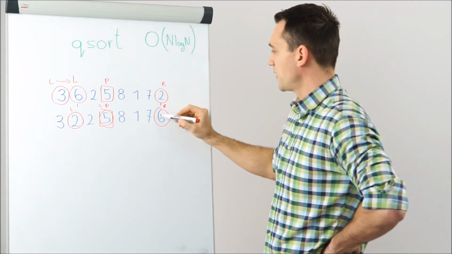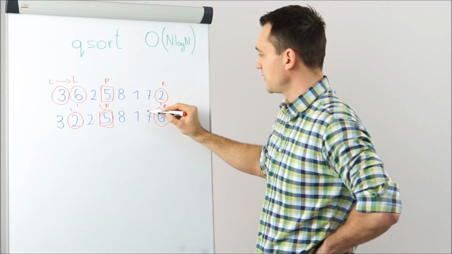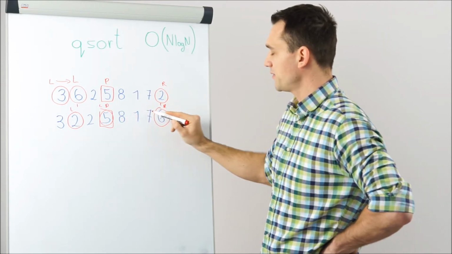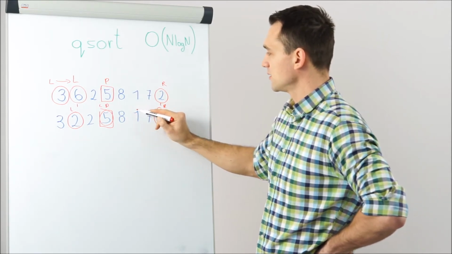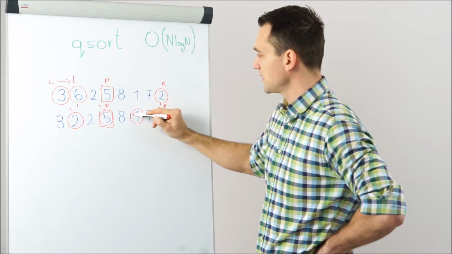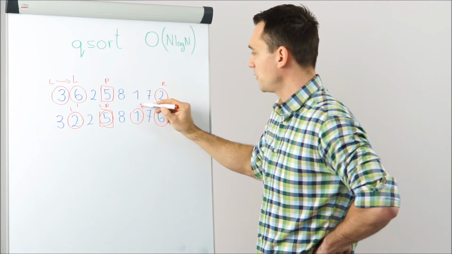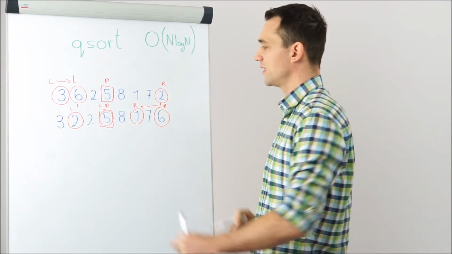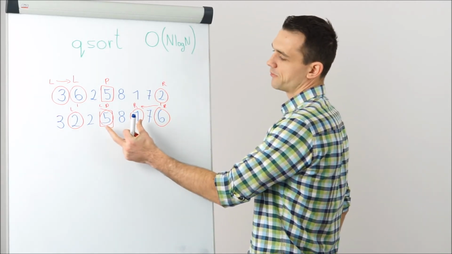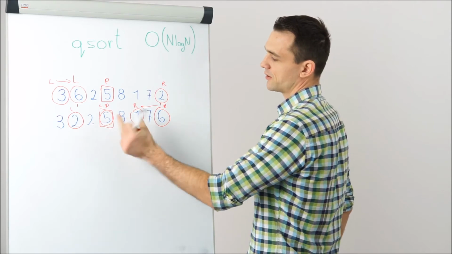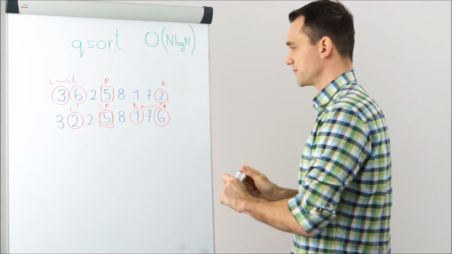Okay, on the right side we are at 6, we move to the 7, which is higher than 5, which is okay. Then we go to the 1, which is less than 5 and should be moved to the left side. So our right pointer is here and the left pointer points to the pivot element. So we just have to swap those elements.